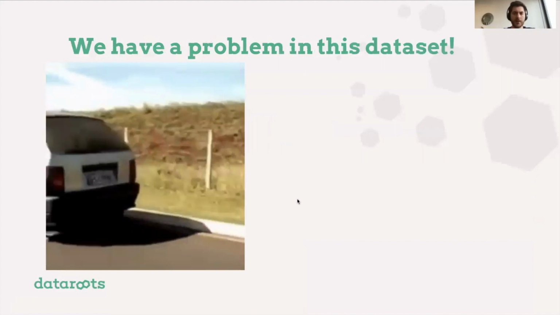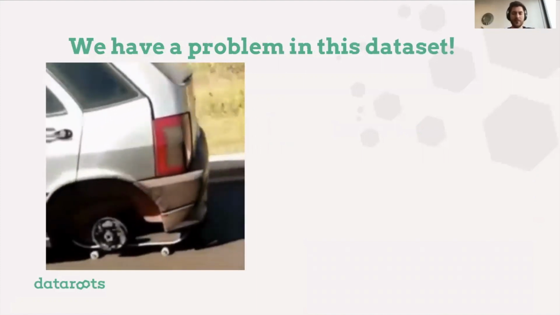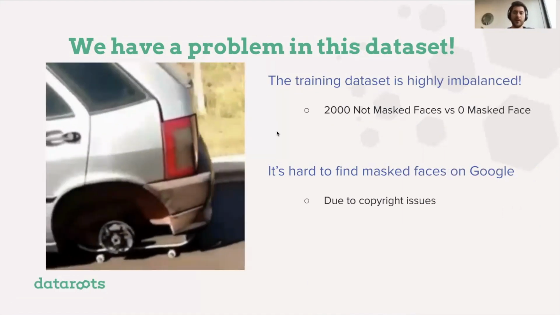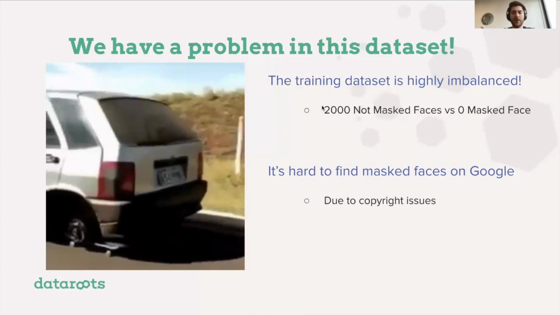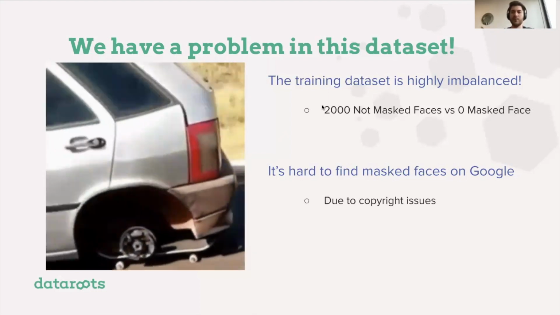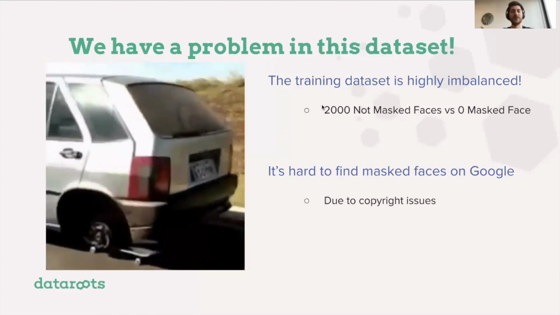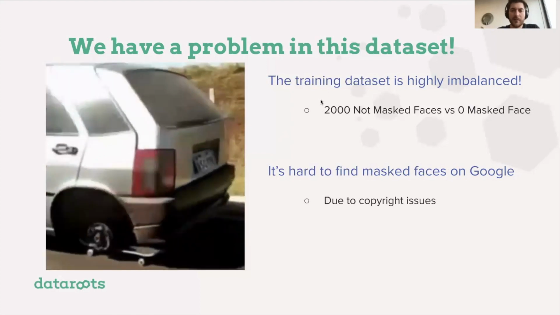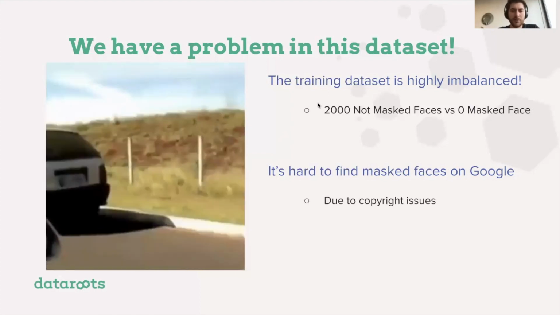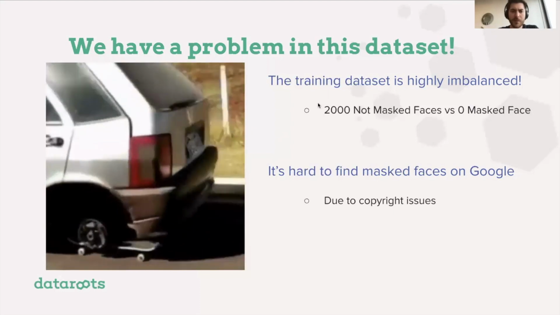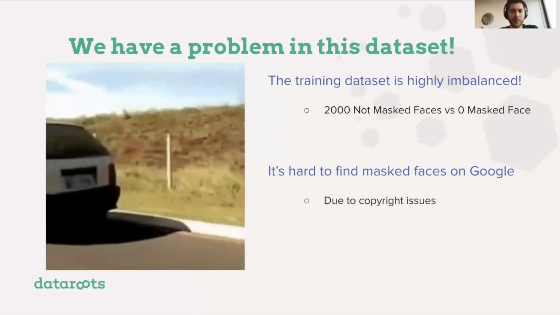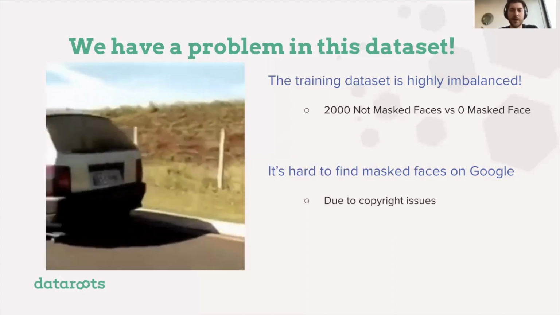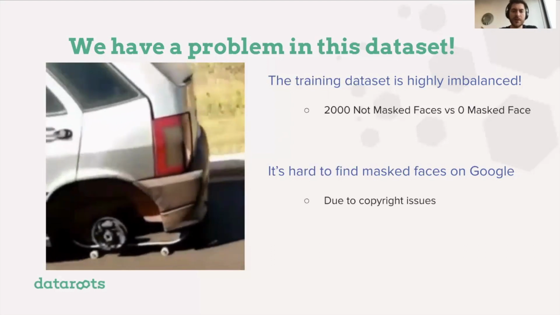And yes, there is a problem in this dataset, as you might guess. We sampled 2,000 not masked faces from this dataset, but there is no masked face in it. So the dataset is highly imbalanced. One may ask why we didn't just Google masked faces. The issue was that most of the images on Google have copyright, and it's really hard to find 2,000 images that are freely available.